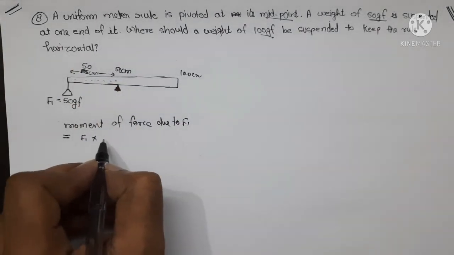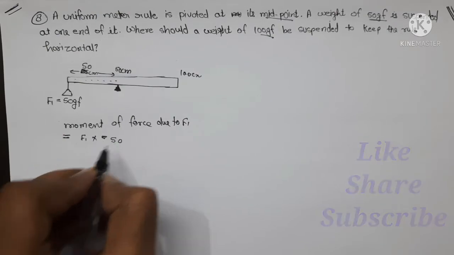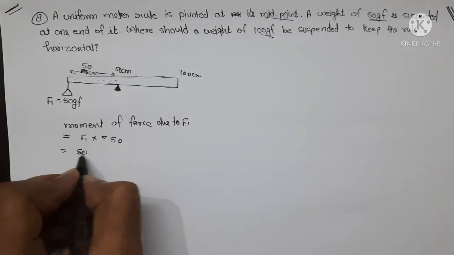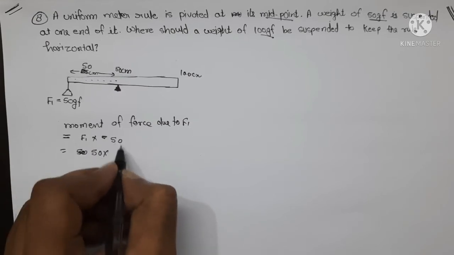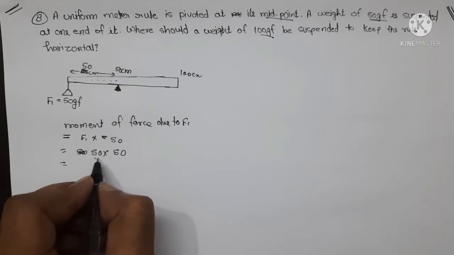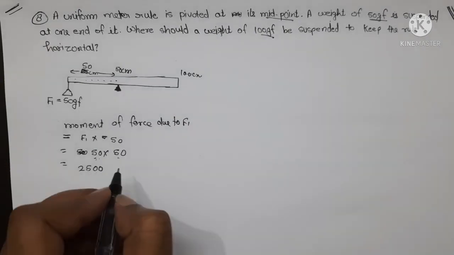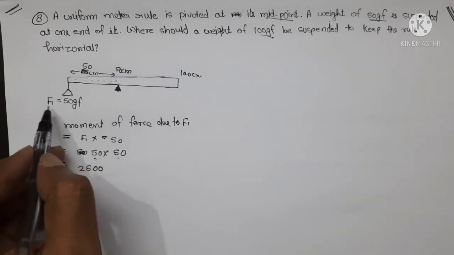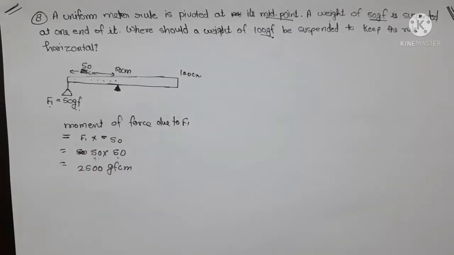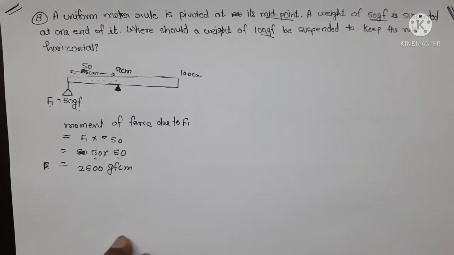So F1 is 50 gram force, and 50 into this distance, 25, so when you multiply this, you get 1250. Now what will the unit of this moment of force be? We have force in gram force, and distance in centimeter. So the unit is gram force centimeter. So this will be the moment of force due to F1.